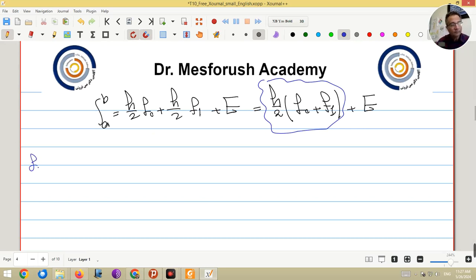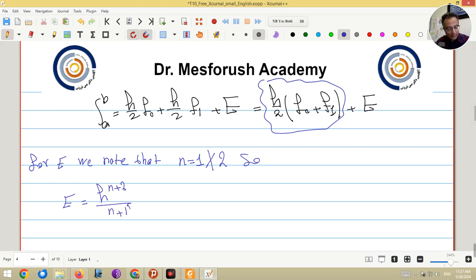So, for E, we note that n is equal to 1 and 1 is not divisible by 2. So E is equal to h to the power of n plus 2 over (n plus 1) factorial, f to the (n plus 1) at eta, times the integral from 0 to n of the product for i from 0 to n of (t minus i) dt.